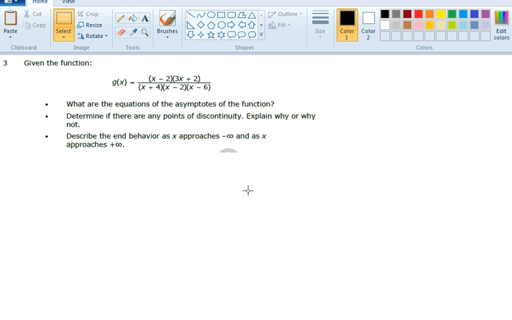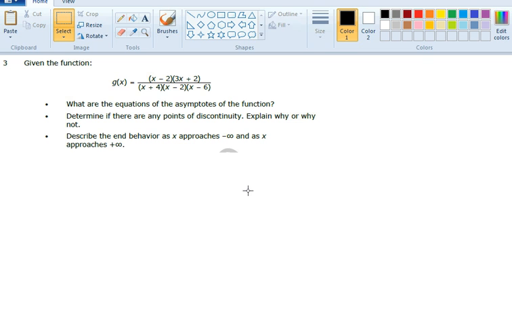Okay, and we're on to the very last question, the short answer, or constructed response number 3. Given the function g of x equals (x minus 2)(3x plus 2) over (x plus 4)(x minus 2)(x minus 6), it asks for some information. First of all, it asks, what are the equations of the asymptotes of this function?